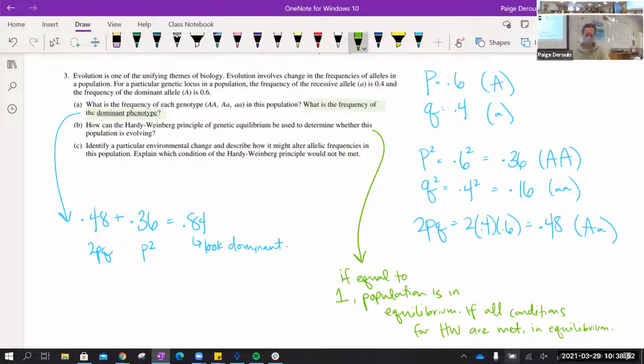Identify a particular environmental change and describe how it might alter allelic frequencies in this population. Anyone have an idea? There are many right answers here. The locusts only like one color of locust. Sure, one trait is more attractive than others. So which condition would not be met? Random mating. Or there is a volcanic eruption. Only a few of them survive. That means there is some sort of gene flow occurring. A bunch of mice leave the field. Whatever, it didn't tell you what the organism was, so it could be anything. You just say which condition's not met and why.